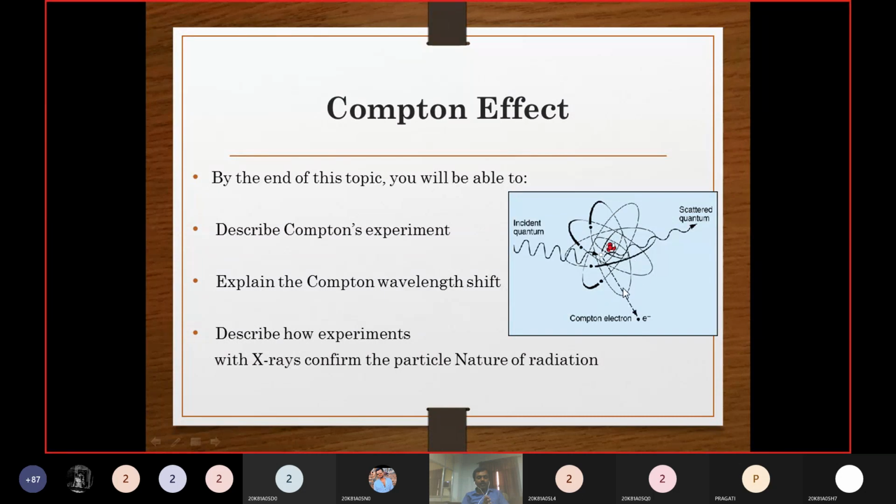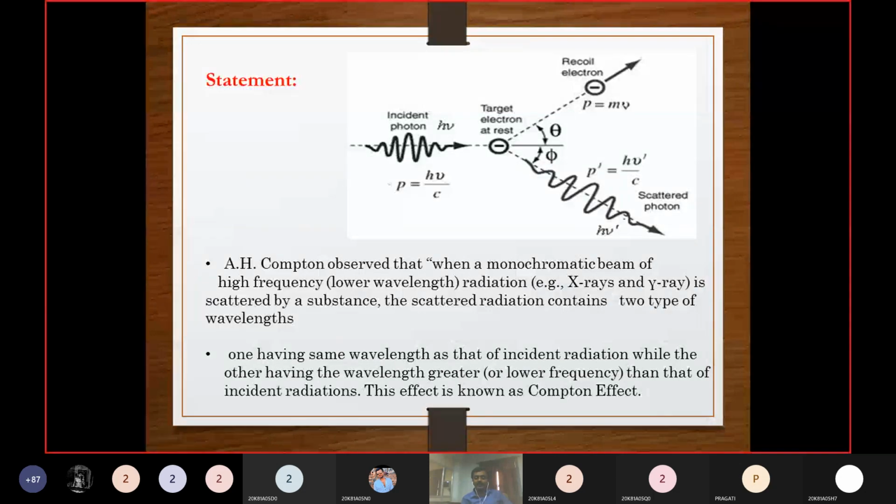Now the statement of the Compton effect. A.H. Compton observed that when a monochromatic beam of high frequency light is used, here we have to observe high frequency. By using high frequency light, we do this experiment. What is the difference between the photoelectric effect and the Compton effect? Anyone, can you explain?